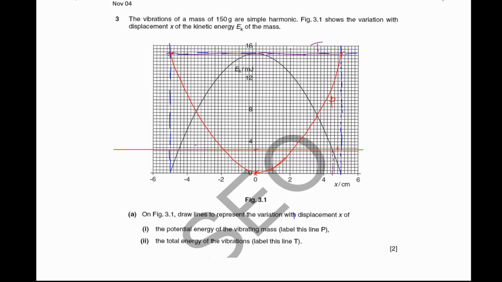Now for the next part, the total energy, easy lah. It's just a straight line, must be the same as your maximum KE. So make sure you draw this straight line, but don't be too enthusiastic and draw it until here or here. You must stop at the amplitude here. So this horizontal line must stop here. Alright, that's all.